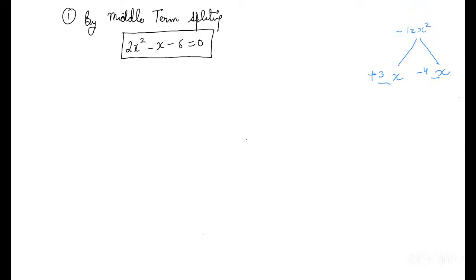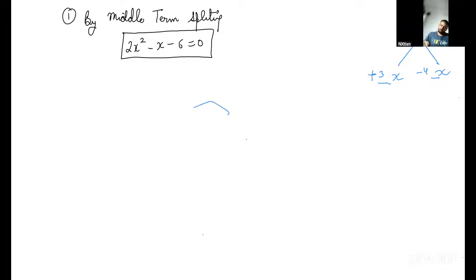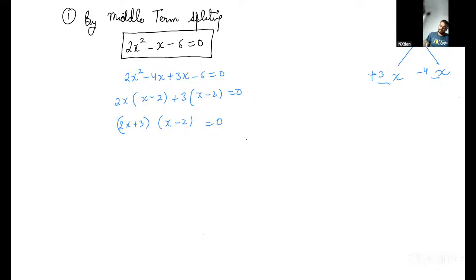Okay. Now I will split the values. So it will become 2x square minus 4x plus 3x minus 6 is equals to 0. Okay. And then I will take out common. So it will become 2x into x minus 2 plus 3 into x minus 2 is equals to 0. So 2x plus 3, and the second factor is x minus 2 is equals to 0. Now guys, we got the factors.